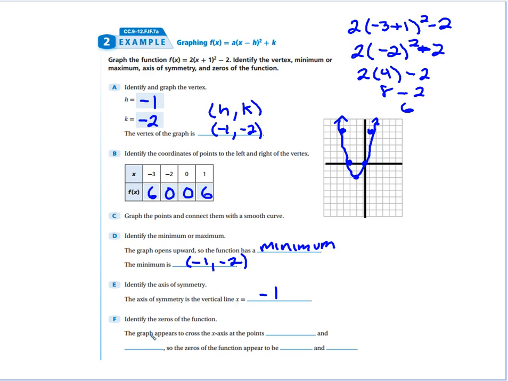Next, it wants us to identify the zeros of the function. The graph appears to cross the x-axis at the points (0, 0) and (−2, 0). It looks like it's going through those two points right there. So the zeros appear to be negative 2 and 0. Those are the two values: negative 2 is there, and 0 is there. If we look at these based on the function, when I plug those in, I get zeros out. As you see in the table, the answers for the zeros are always going to be 0. The values for the zeros will be the x values that you're plugging in.